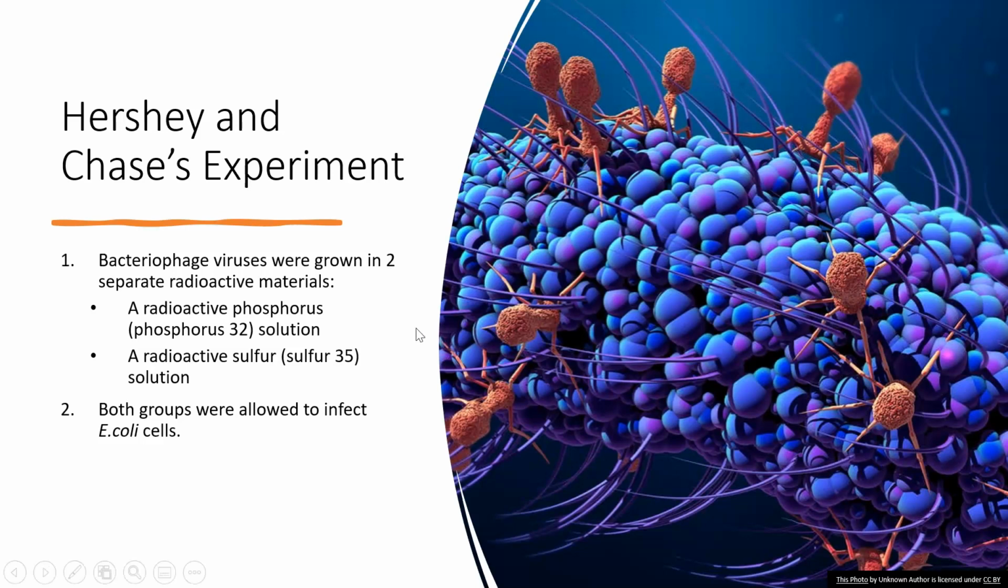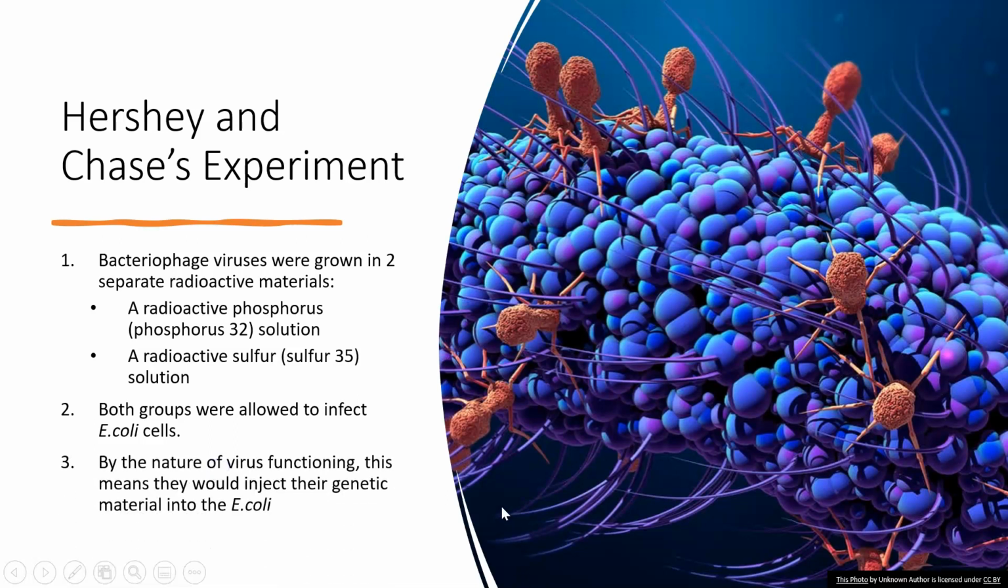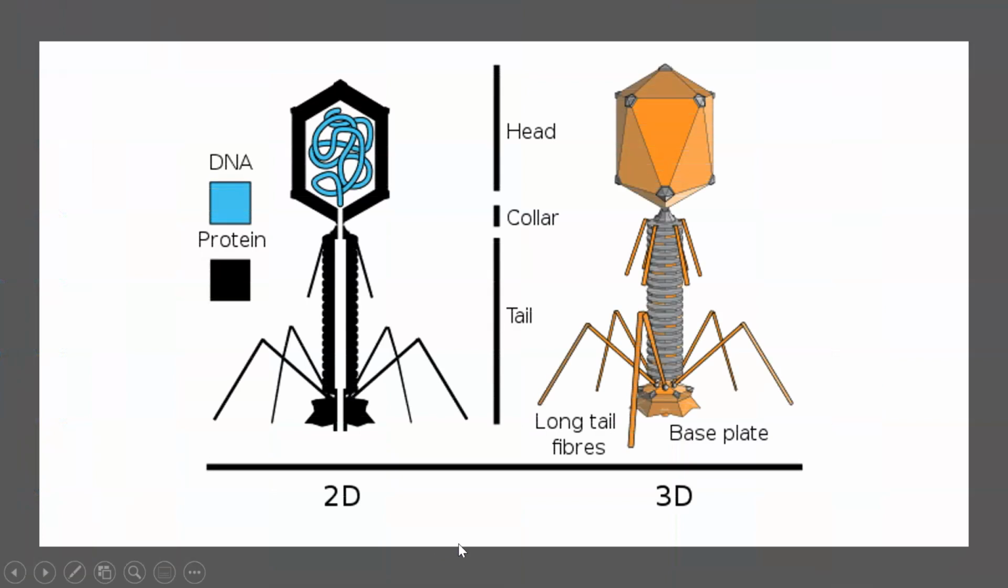Okay, so we've got a mixture with your radioactive solution, your bacteriophage viruses, so viruses that will infect bacteria, and you've got some bacteria, E. coli, in each of these containers. By the nature of a virus functioning, we know that it injects its genetic material into living cells. So these bacteriophages are going to inject their genetic material into the E. coli cells. And we know the structure of our virus, so we know how that all happens. The DNA is in there. It will then inject it through its base plate.